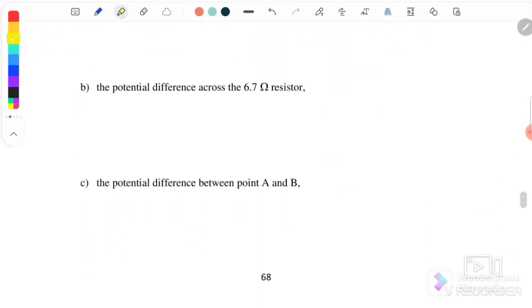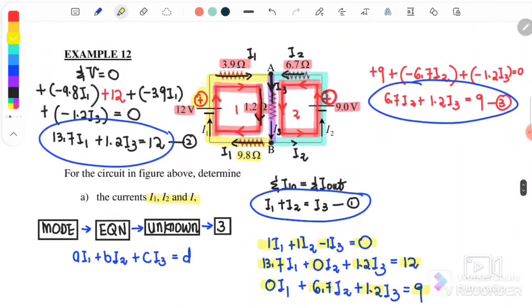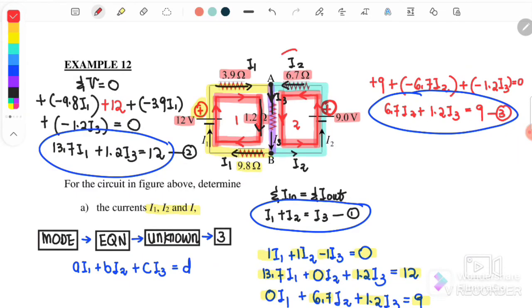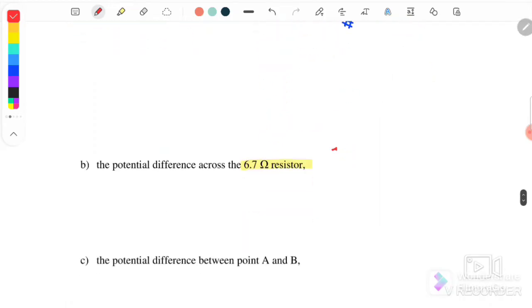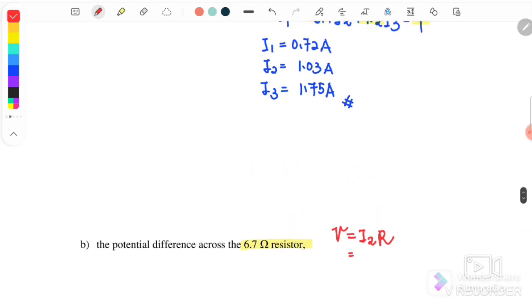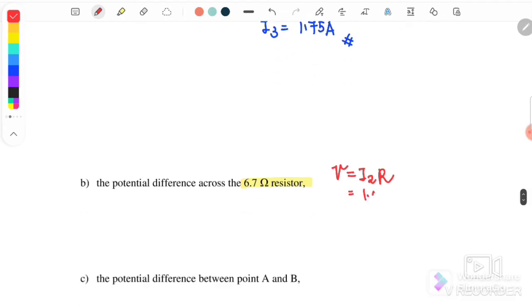The potential difference across the 6.7 ohm resistor. So we must refer back. The 6.7 ohm resistor is actually this one. So V is equal to IR, meaning that our V is equal to I2 and the resistor is 6.7. So we substitute here. V is equal to I2R because I2 is passing through the resistor of 6.7 ohm. So I2 here is 1.03 and the resistor is 6.7 ohm. So the potential difference across the 6.7 ohm is actually 6.9 volt.